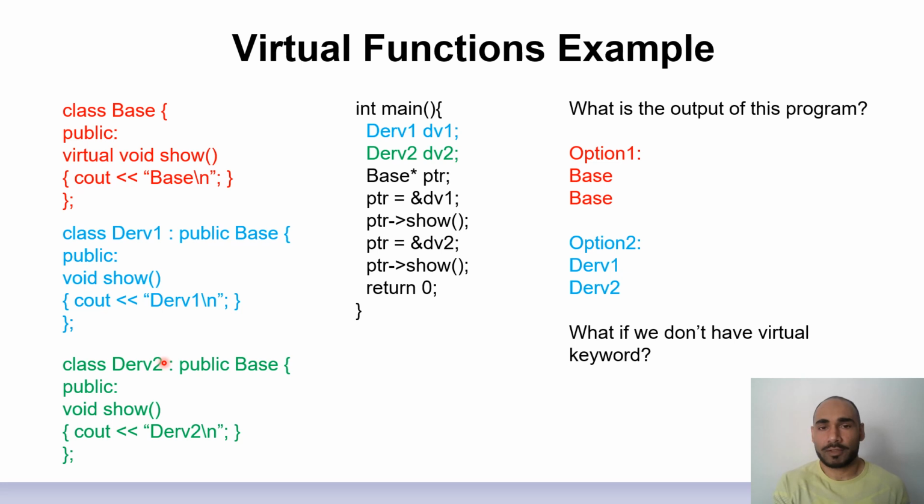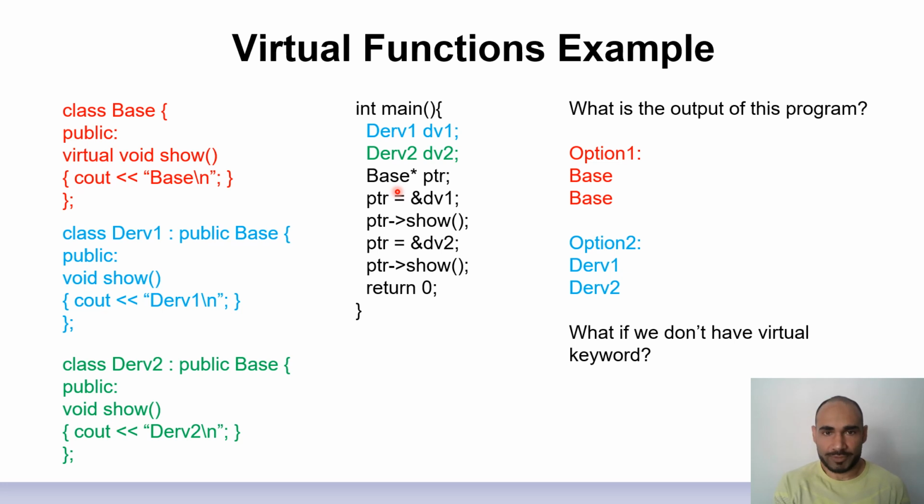Okay, that's fine. What we try to do now, in the main function here, we create objects from derived 1 class and derived 2 class. So you just define 2 objects. The first object is derived 1 or dv1, and the second one is called dv2. And then we create a pointer called ptr. Okay, this is a pointer because we use this star symbol here. And this pointer belongs to the base class. I mean, the type of this pointer is base.